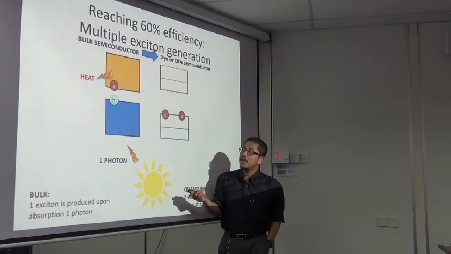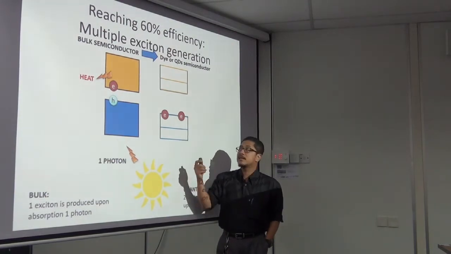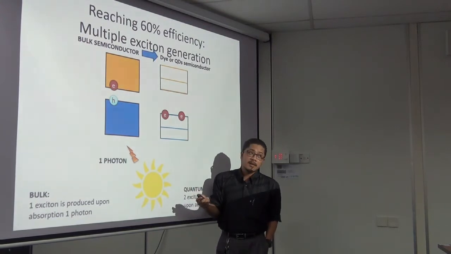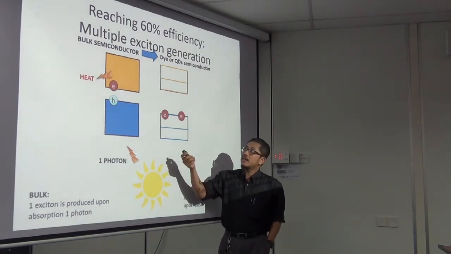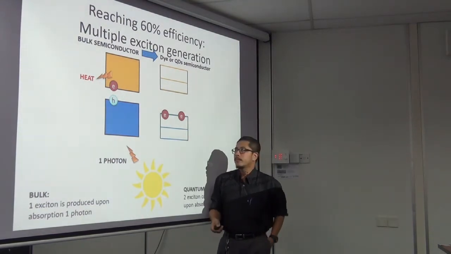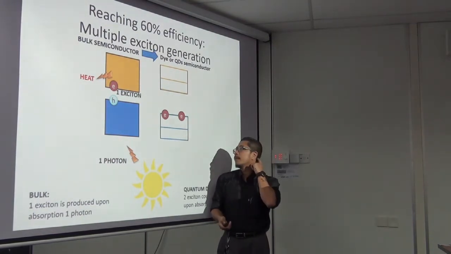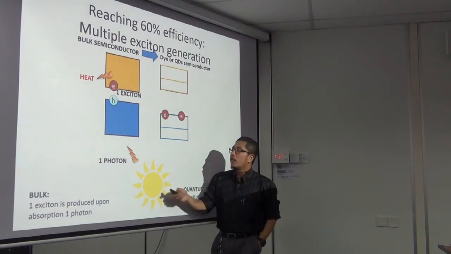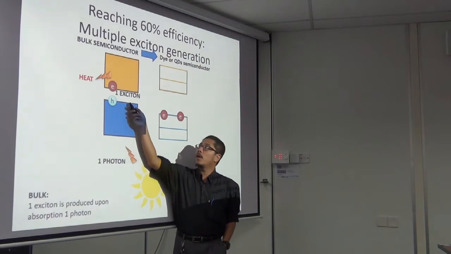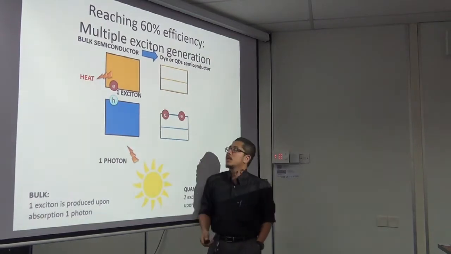This is not a recombination, but it's a relaxation. The name of this mechanism is relaxation. And during the relaxation, energy is wasted as heat. And we only could get one exciton. One photon is absorbed, one exciton is produced.